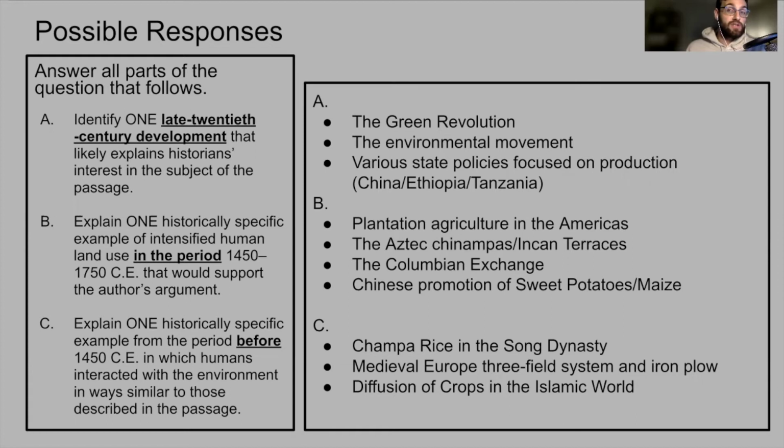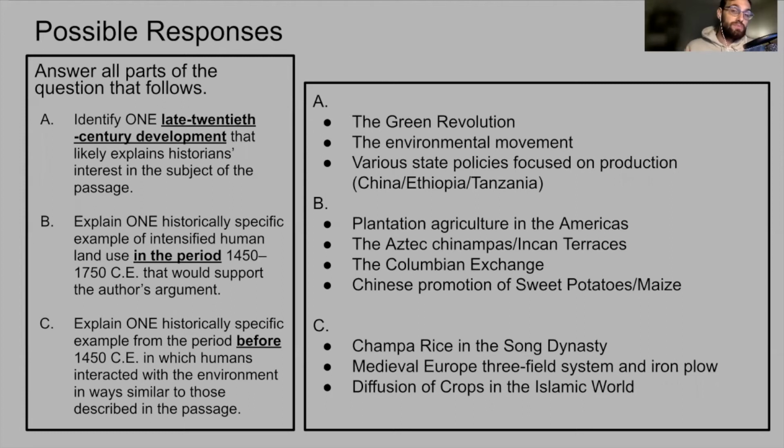The general environmental movement that springs up in the second half of the 20th century against pollution and later against global warming, as well as the various state policies that focused on production. I'm thinking of, for example, villagization in Ethiopia and Tanzania, as well as the Great Leap Forward in China, in which the efforts to grow large amounts of food resulted in large human migration, which also happened in Unit 4. So that's something interesting to think about.